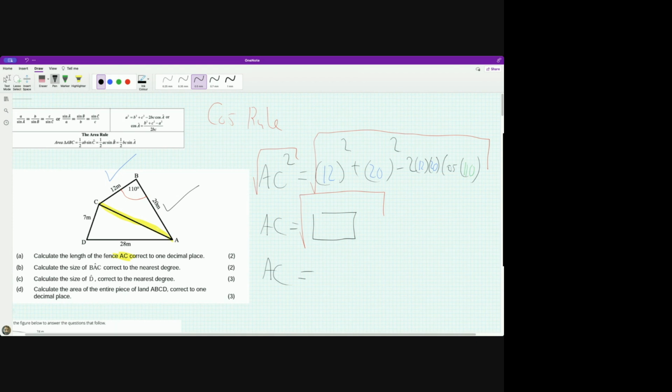So if I put in my calculator, I'm going to put square root 12 squared plus 20 squared minus 2 times 12 times 20 times cos of 110, but I need to close the bracket, and I hit equals, I get an answer. I want to see what you guys get in the chat. What you get for your answer here. And then we can see if we agree.